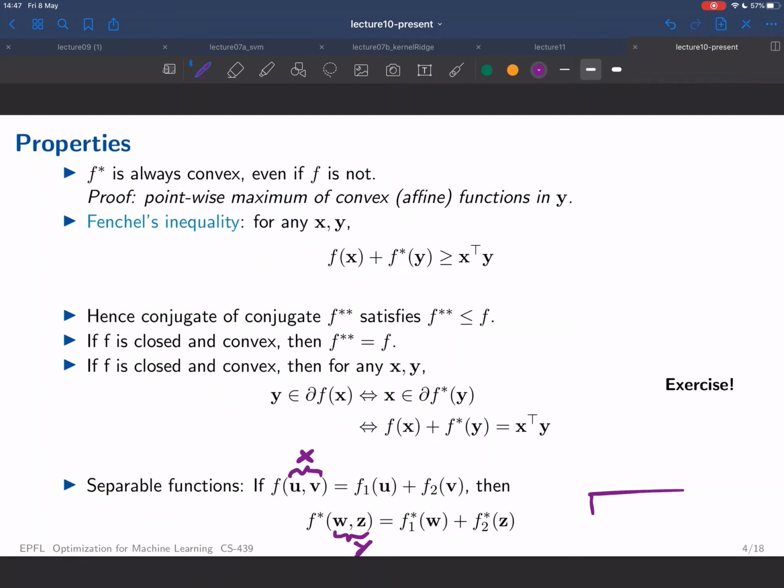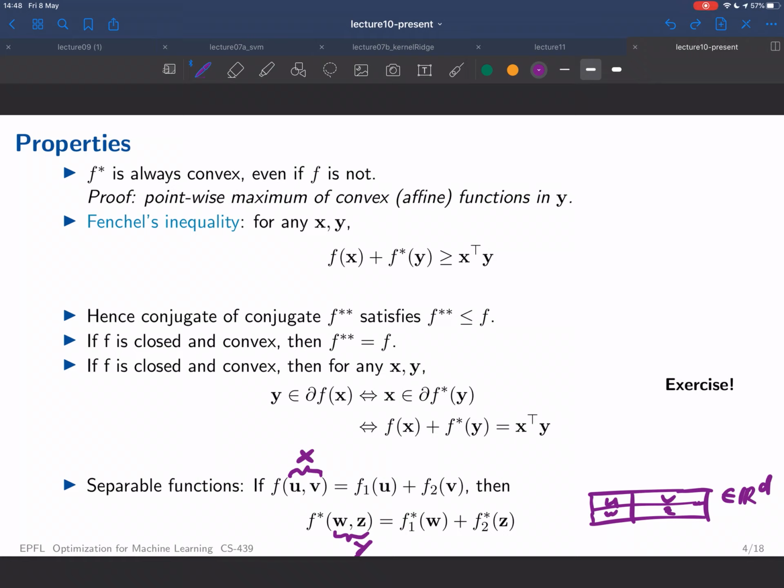So if you want to visualize this, you can think that here you have u and v in your original x vector, and now you have w and z. So this thing is in R^d. Okay, so this is a property. Sometimes you can obtain the conjugate of a sum, but only if the function is separable in this sense.